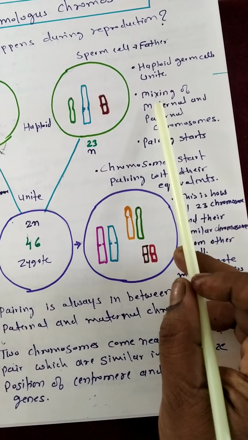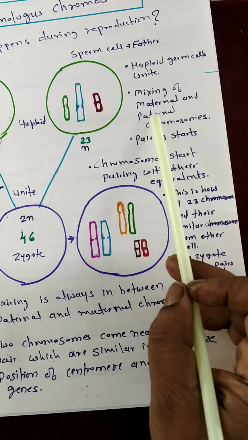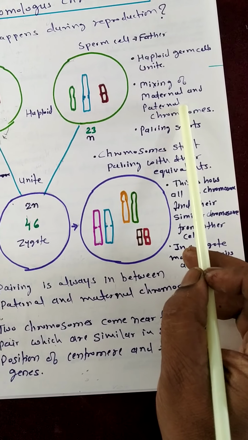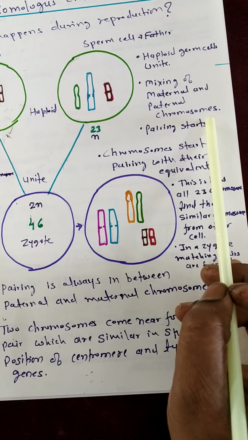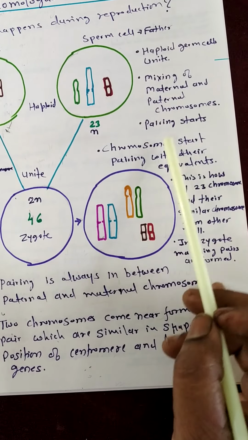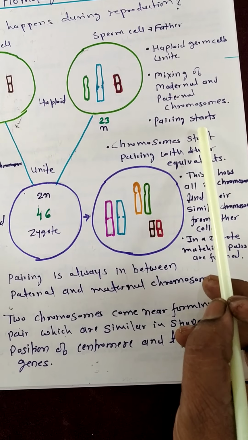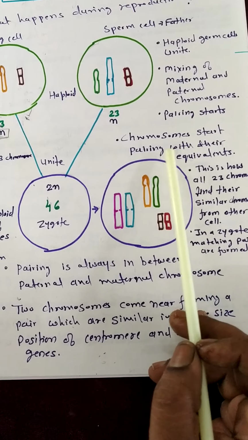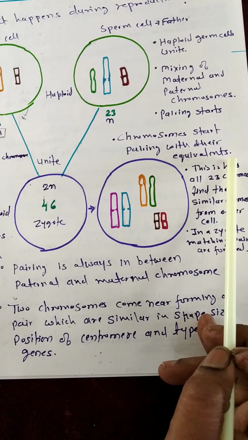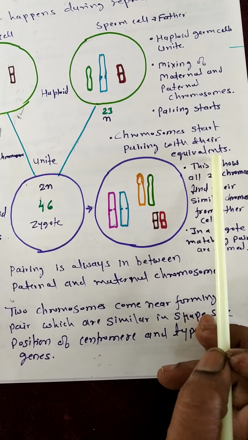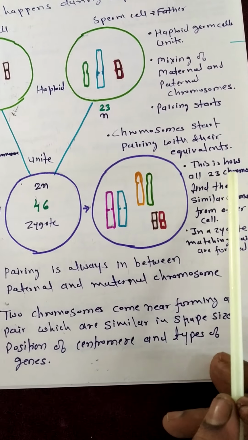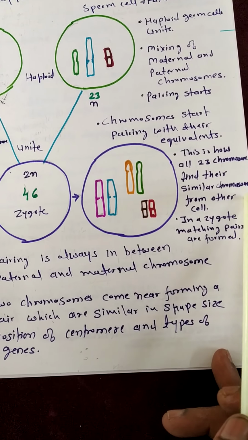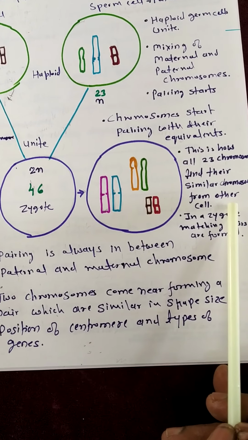Then what happens? Mixing of maternal and paternal chromosomes. Maternal means from mother and paternal means from father. And after mixing of the chromosomes, pairing starts. The chromosomes start pairing. How is the pairing? Chromosomes start pairing with their equivalents. Equivalent means their similar partners. This is how all 23 chromosomes find their similar chromosome from the other cell.